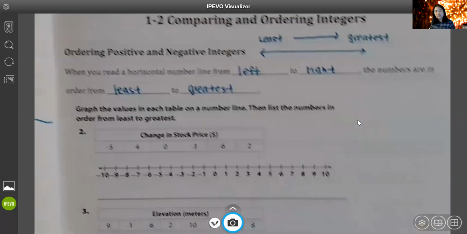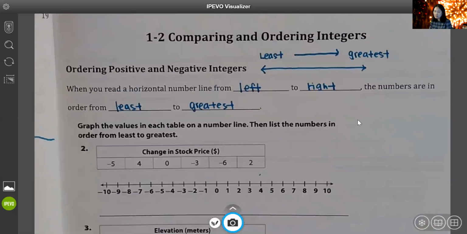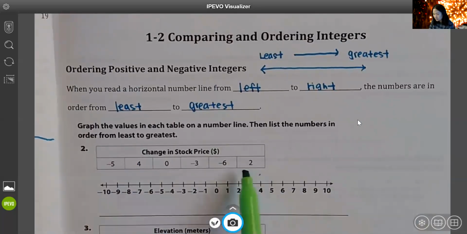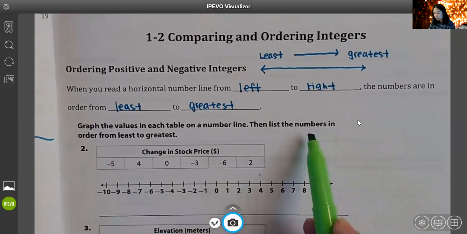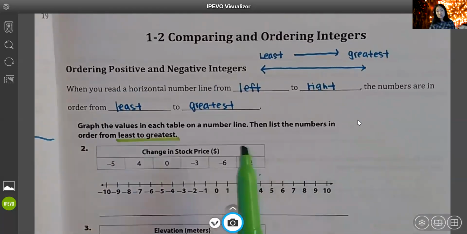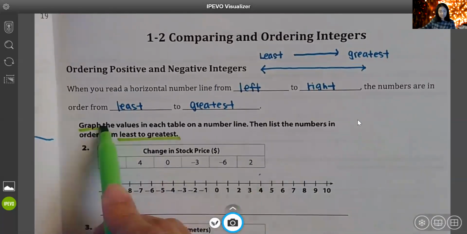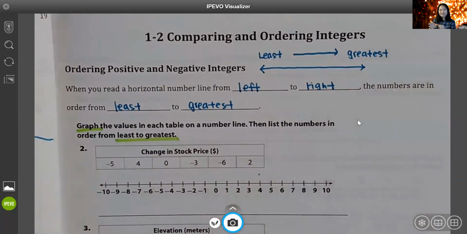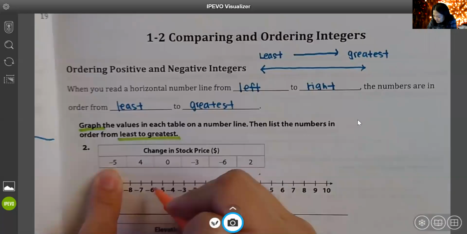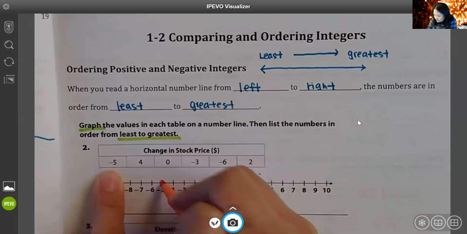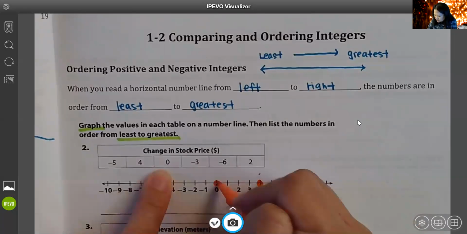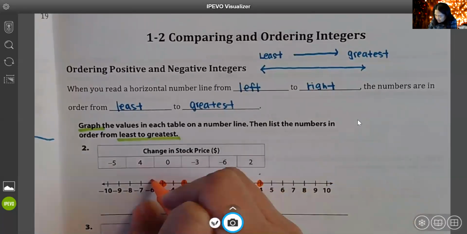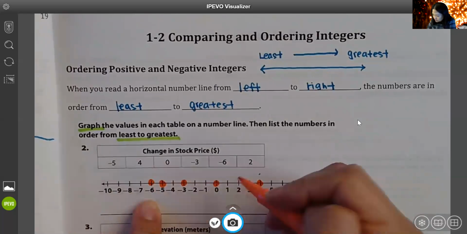Okay, so how do we use that to actually order the numbers? Well, let's take a look here. It says, graph the values in each table on a number line, then list the numbers in order from least to greatest. So let's go ahead and first graph. All right, so to use a brighter color. Okay. -5, +4, 0, -3, and -6, and +2.